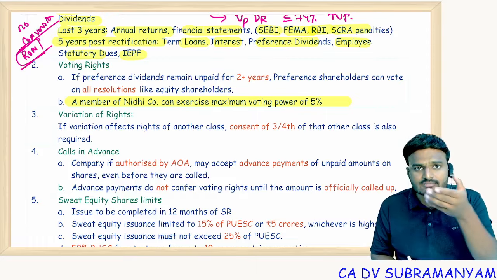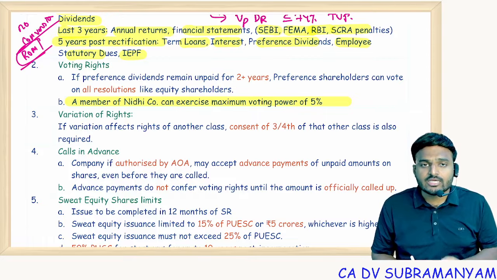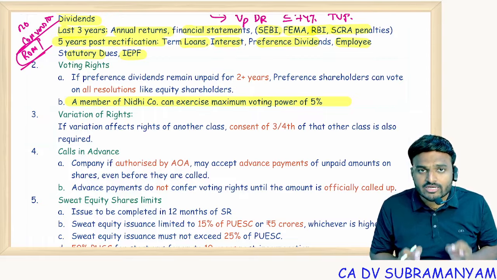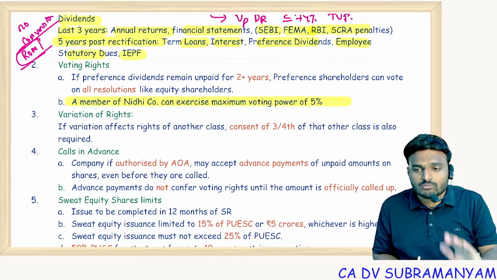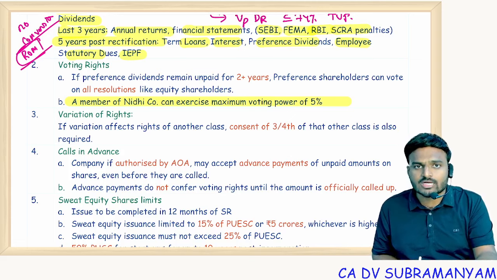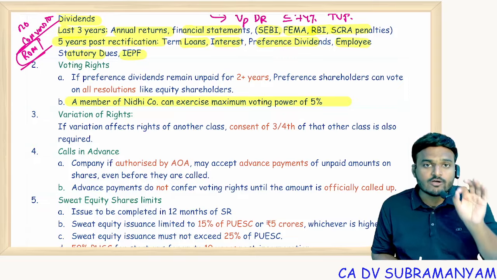1 attempt 2 marks MCQ came. Nidhi company, in order to avoid concentration of power in few hands, even if a member is holding more than 5% of the paid up share capital of the company, his voting rights is limited to 5% only.